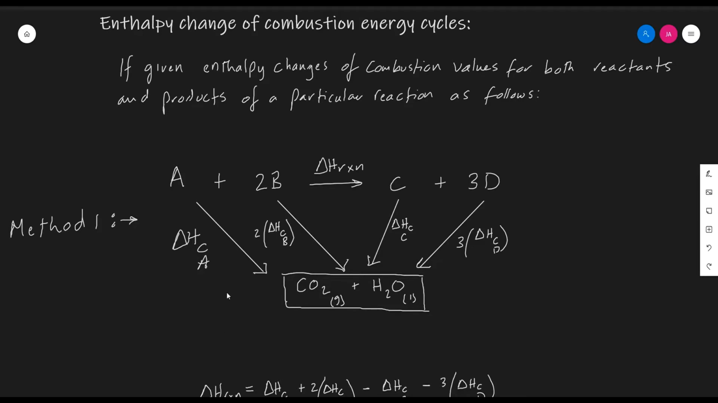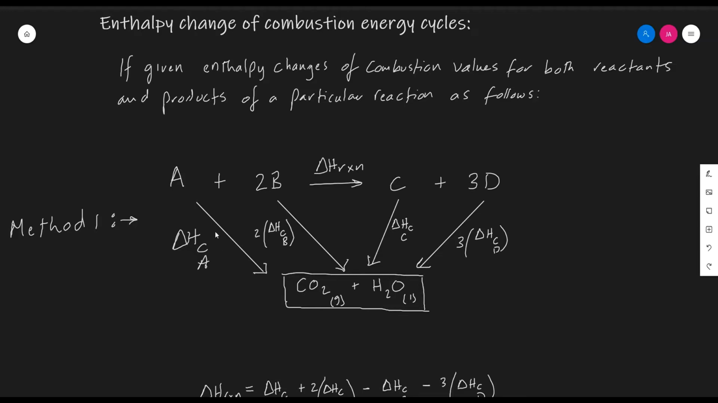To construct an energy cycle is called method 1. There are 2 other methods which we can use to determine the enthalpy change of reaction, which are based on energy cycles. Thus, if the students understand the energy cycles, they would have a really easy time understanding method 2 and method 3.